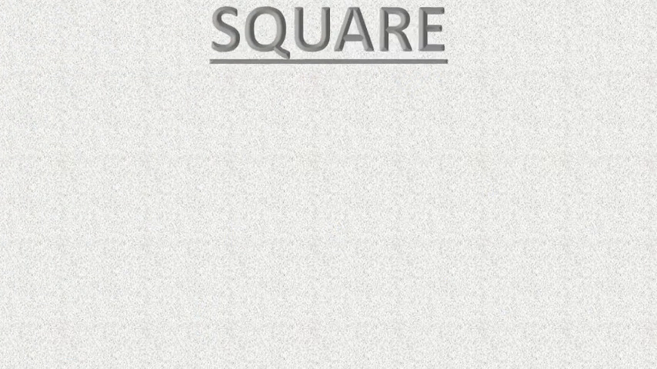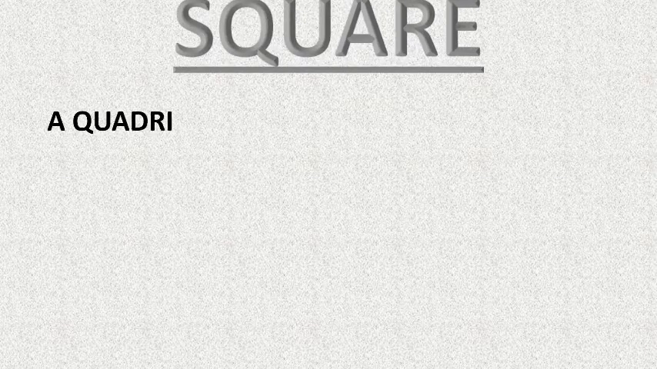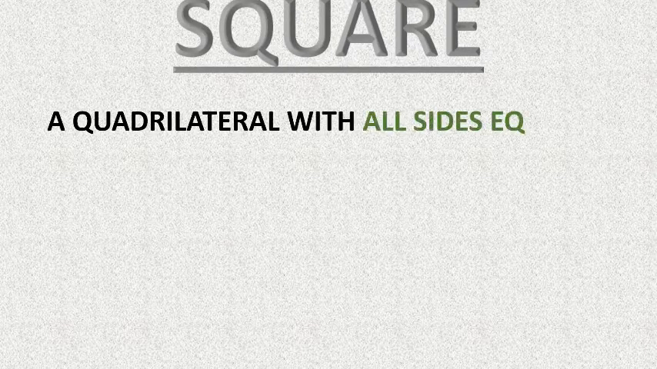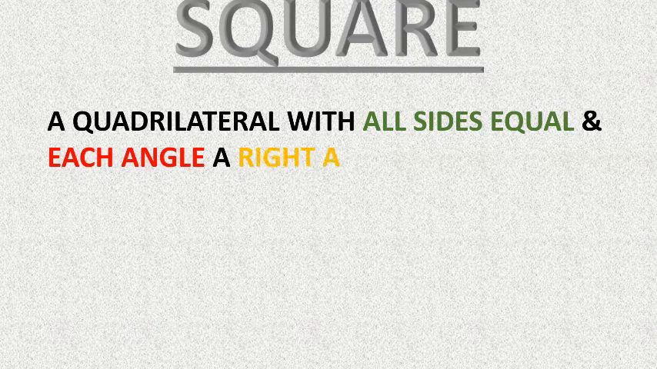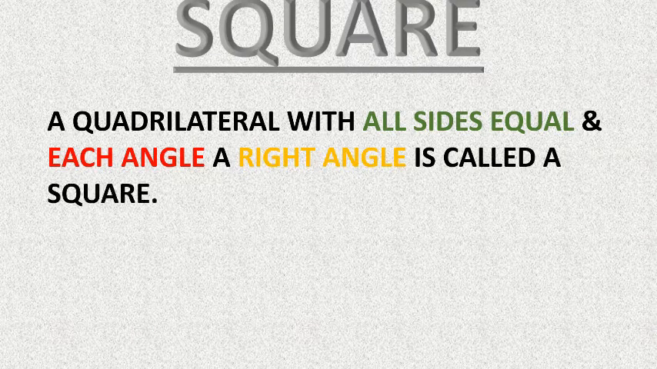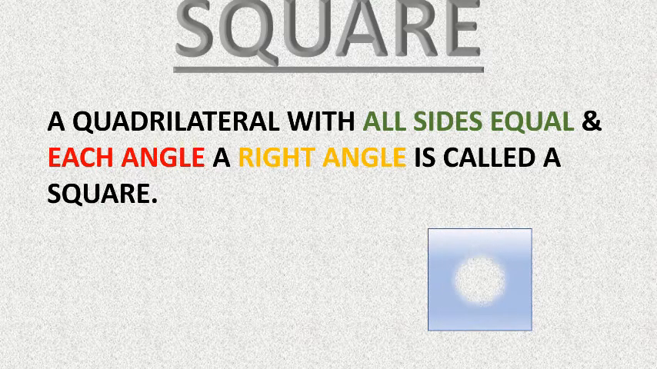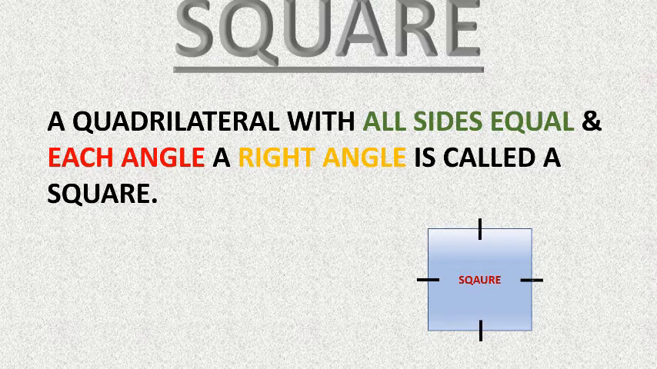The first slide we have is about the square. What is a square? A quadrilateral with all sides equal and each angle a right angle is called a square. Let's understand this with the figure. This is a square, right, which has all the sides equal and all the angles equal to 90 degrees, as you can see here.